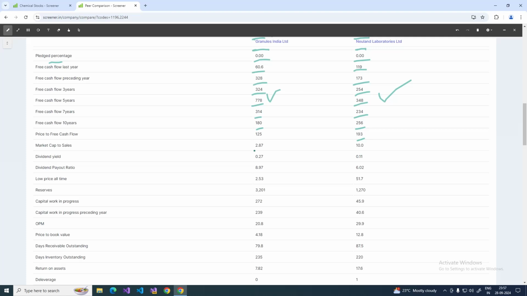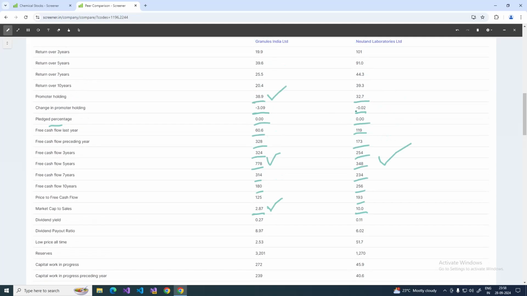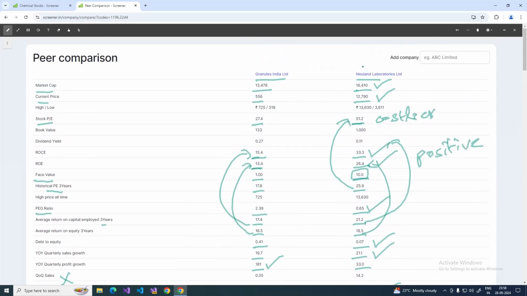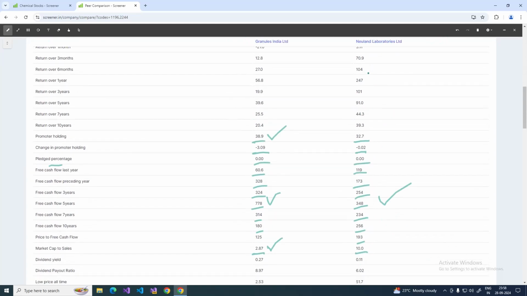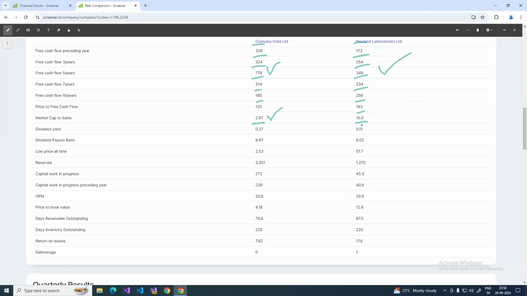So Granules is 2.87, and Neuland Laboratories is 10. Here, market cap to sales for Granules is less. This is positive for Granules, but we need to understand. Up to now, there are more positives for Neuland Laboratories due to that one. So here, market cap to sales, we are giving more to Neuland Laboratories. Due to that one, here market cap to sales is 10.